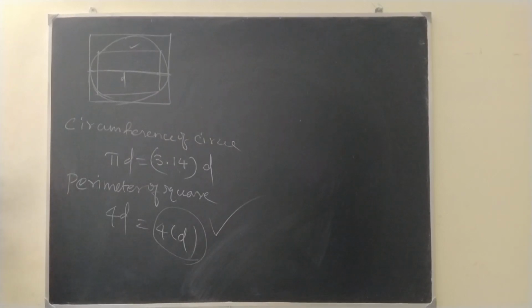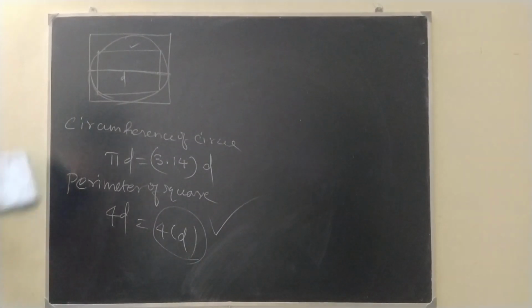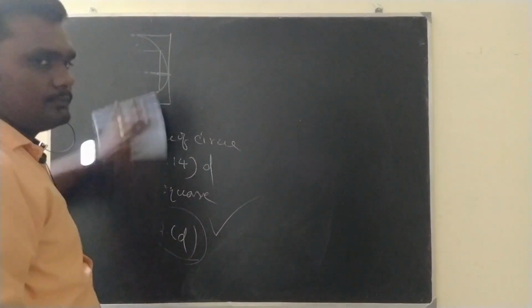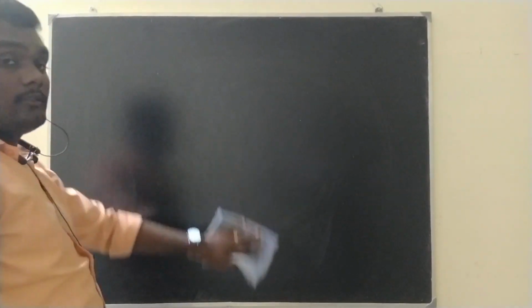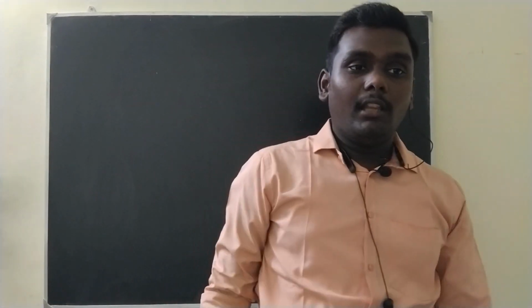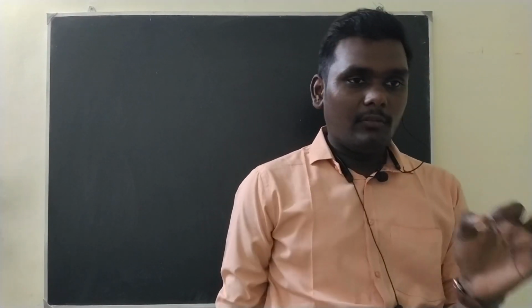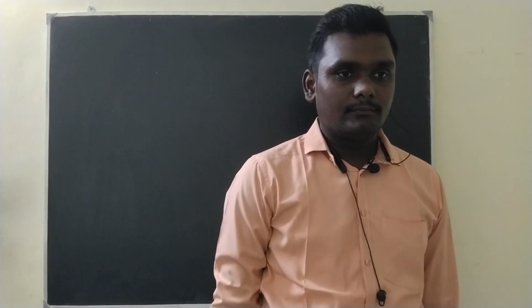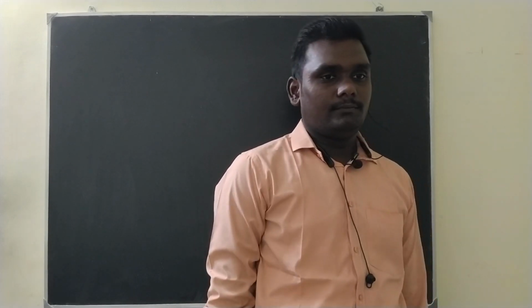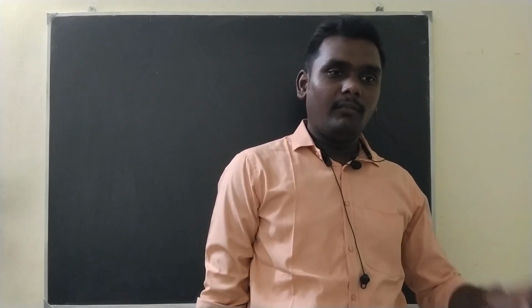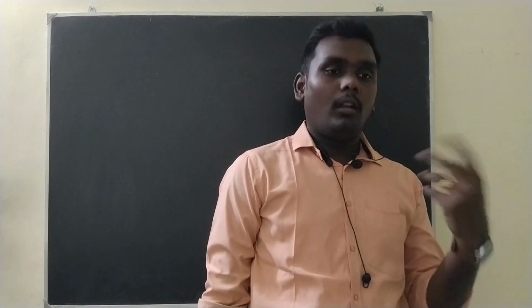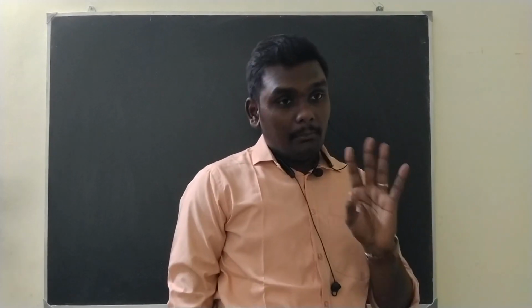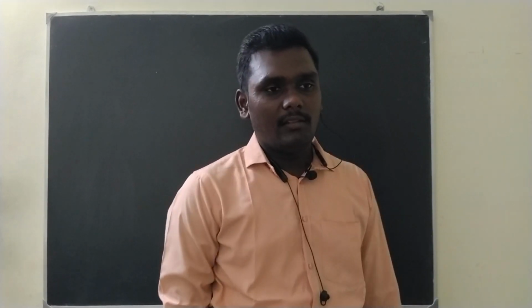Now example 7. What is the circumference of a circle of diameter 10 centimeter? Take pi as 3.14. We also have to notice this: if the value of pi is mentioned in the question, strictly we have to use that value only. If the value is not mentioned, we use 3.14 or else 22/7. More often we use 22/7. If they mention a value, we use the mentioned value.